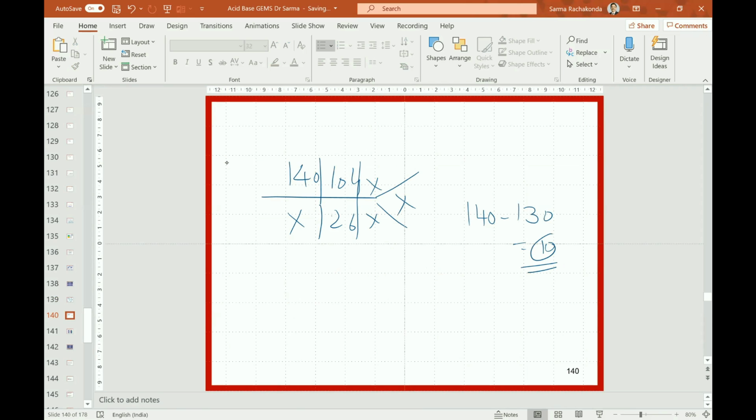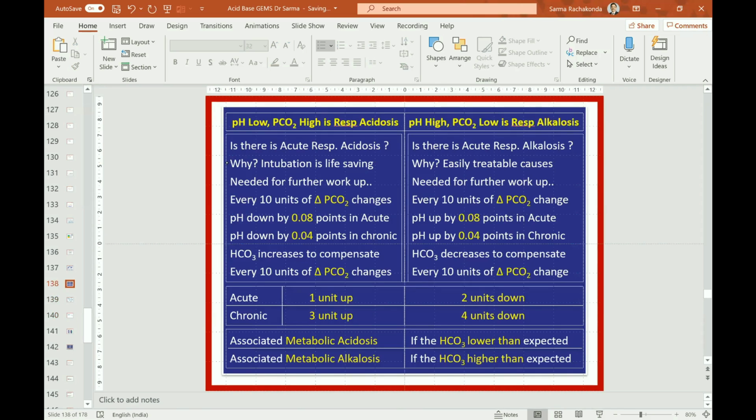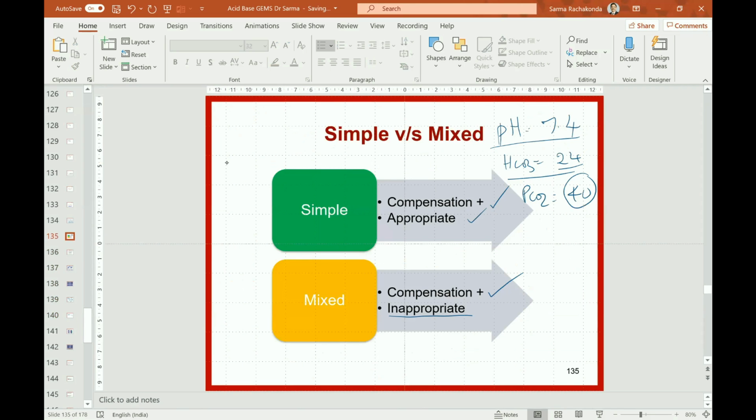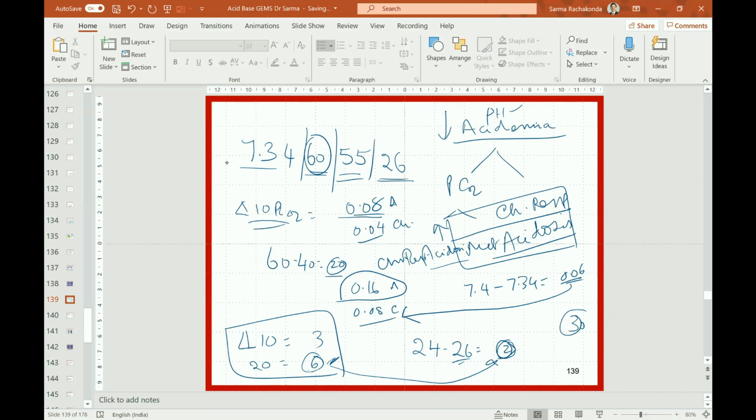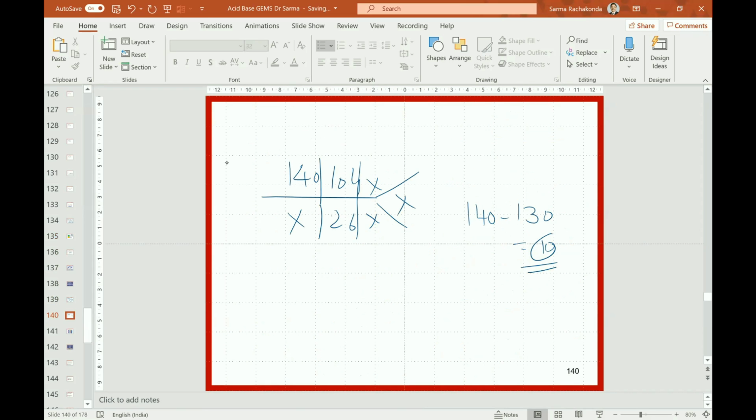Okay, here I forgot to tell you one more thing. When I write the normal values, always keep the anion gap as 12 as constant. 10 plus minus 2 is normal, but for calculation of mixed disorders we use 12 as the constant value. So here it is 10, and up to 12 is normal, so there is no anion gap. This is non-anion gap metabolic acidosis.